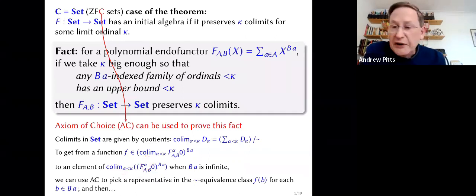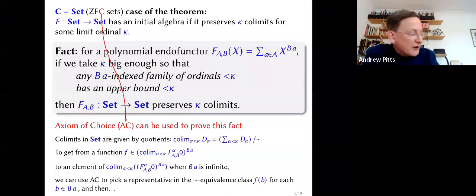And then it's but a small step from that to see that we've actually got an isomorphism when you're applying f to this colimit. So you can certainly use the axiom of choice to prove that some endofunctors do preserve enough colimits to give us things.